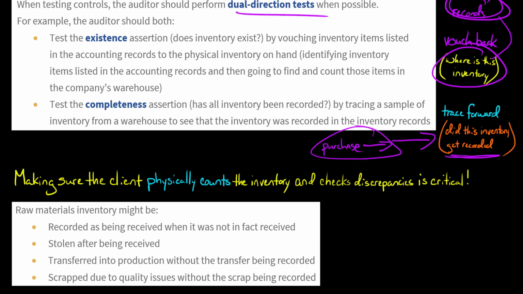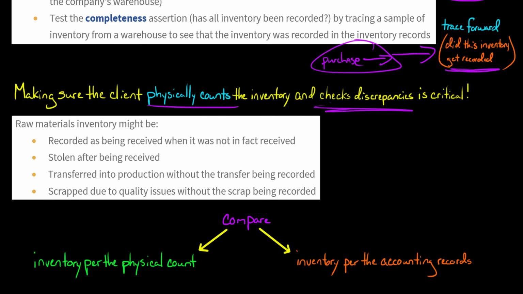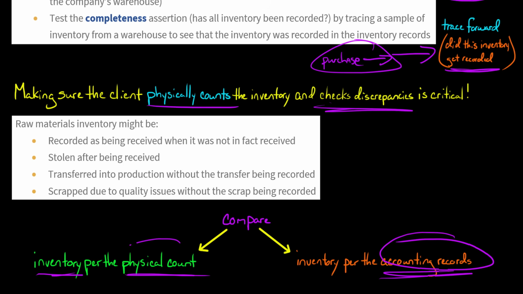Now, as I said, you need to make sure that the client is physically counting the inventory and checking into the sources of any discrepancies. When I say discrepancies, what I mean is a difference between the inventory balance per the physical count, like we went out and we counted the inventory and here's what we got, versus the inventory per the accounting record. So inventory per the books and inventory per the count. If there's a difference, management should be checking into why.